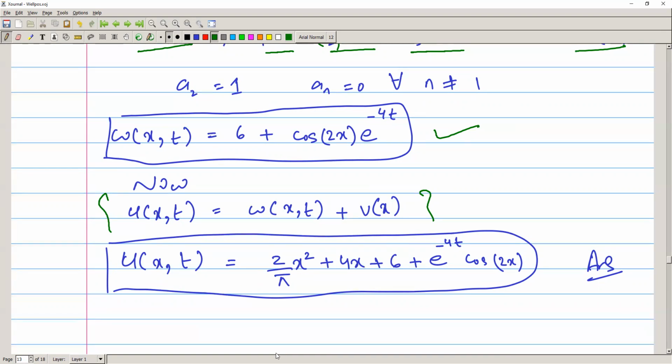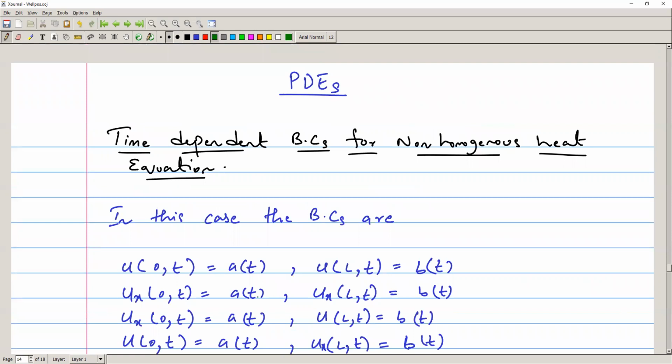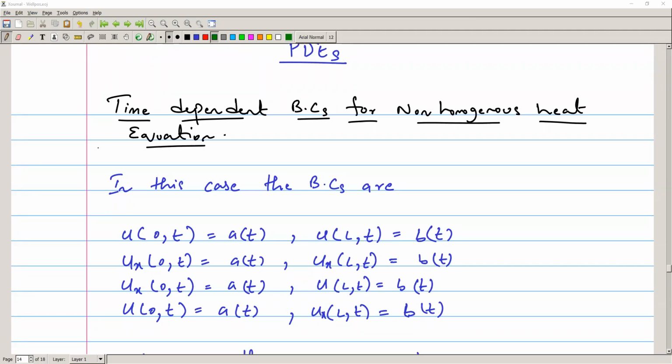So now we'll discuss PDEs with time-dependent boundary conditions, right? What we discussed till now were all time-independent boundary conditions, but now we'll discuss time-dependent boundary conditions for the non-homogeneous heat equation. In this case, the boundary conditions will be functions of time. Previously we dealt with constants in the boundary condition, but now the conditions will be a function of time, right? So let's see. These are generally the cases that may appear in the boundary conditions.